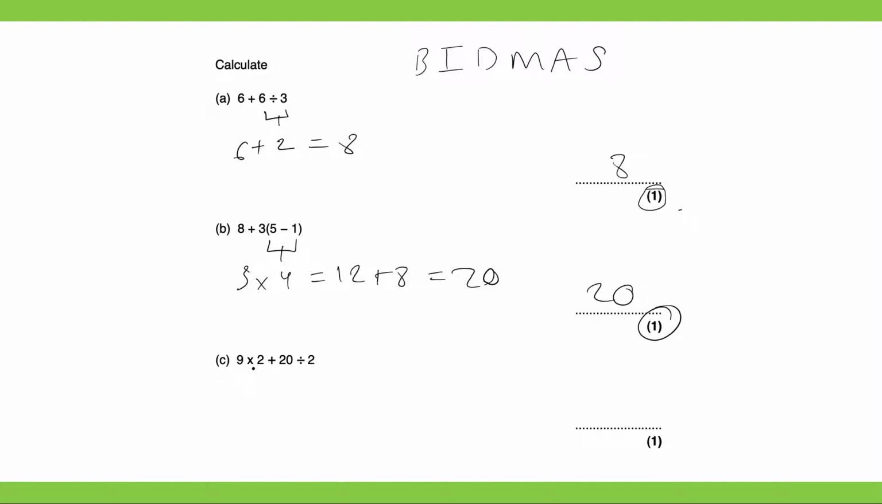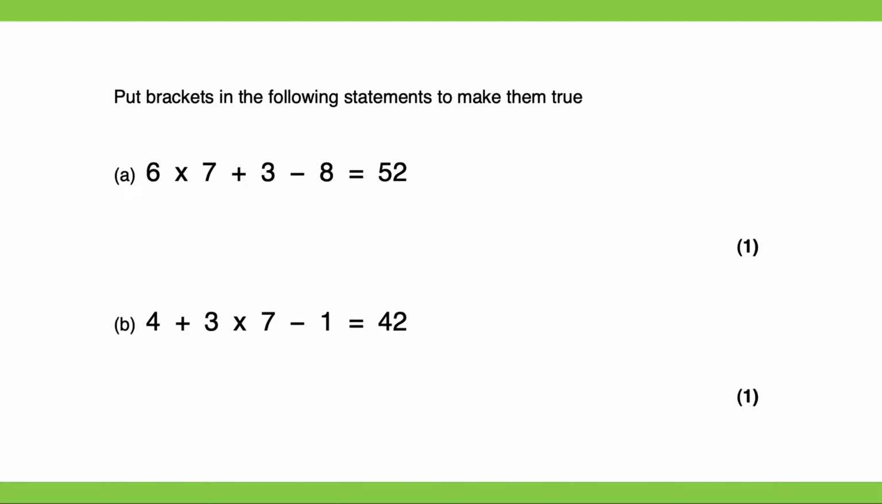Next question, we have to multiply and divide before we can add. So let's split this up. 20 divided by 2 gives us 10. 9 times 2 gives us 18. The add sign in the middle, we have to add it. 18 plus 10 gives us 28. And that's our final answer. And those were some quick fire practice questions for you.